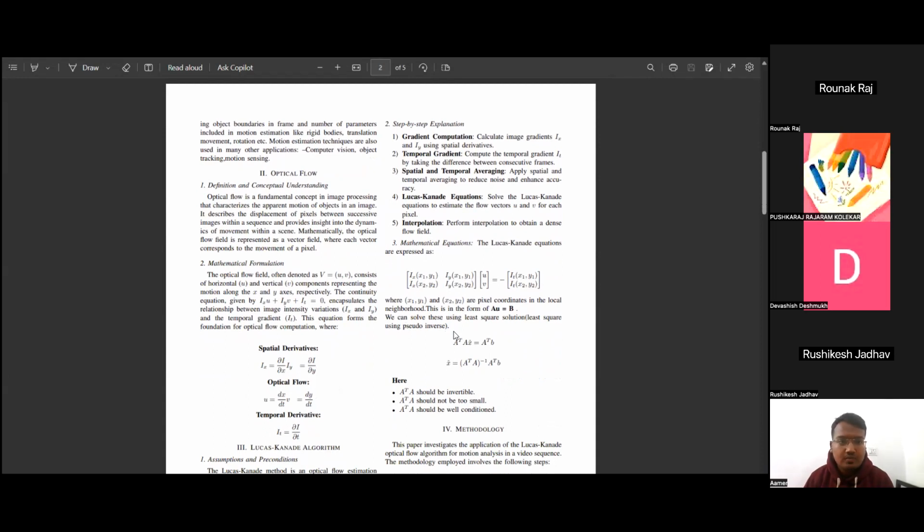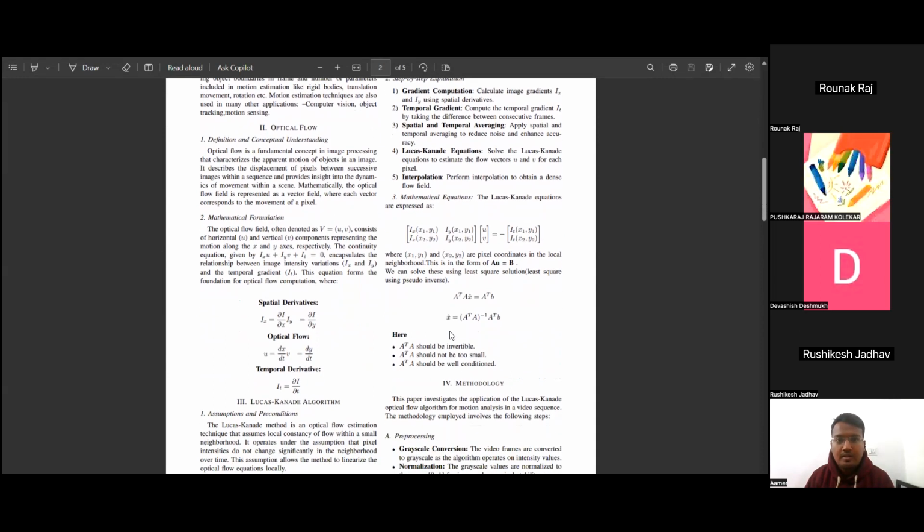So in optical flow, we use something called vectors to represent movement. These vectors have two parts, U and V. U for horizontal movement, that is left and right, and V for vertical movement, that is up and down. So if the ball moves to the right and slightly upwards, U will be positive and V will be positive upward.